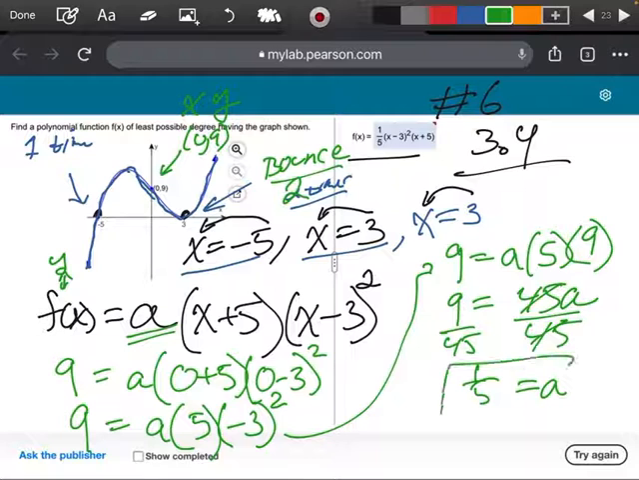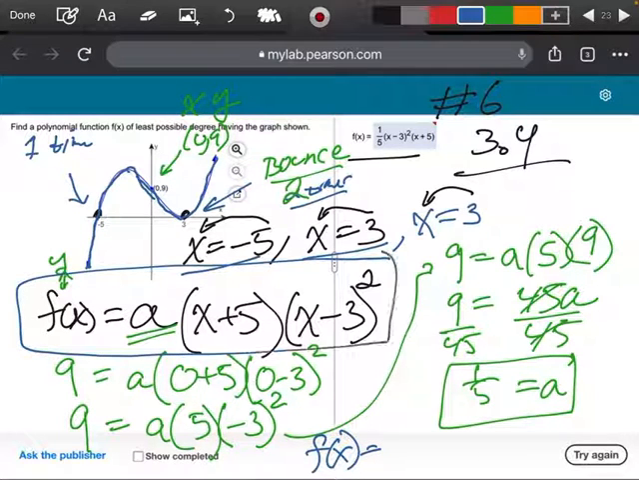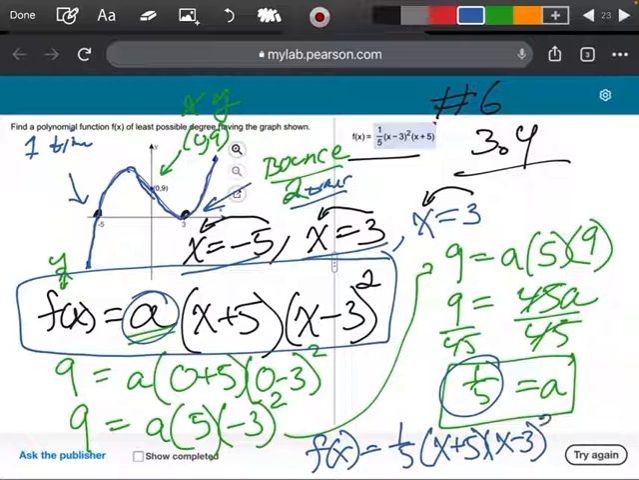So now that I have this value of a, I can now write out my function. So my function is going to be this function right here with this value of a plugged in right there. So that is a 1/5 x plus 5, and then an x minus 3, all being squared. And if you notice, what I have right here, y'all, is the same thing they have right there, right? My order is different, but it's still an x minus 3 squared, and it's still an x plus 5, and we still have that 1/5, okay?